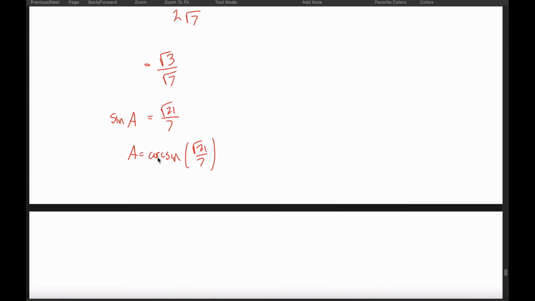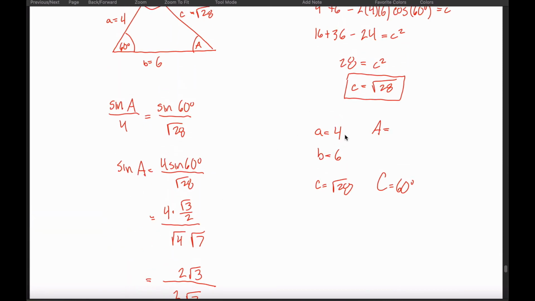We solved for capital A down here and figured out it was the arcsine of the square root of 21 over 7. However, since this is given in degrees here, and this is radians, I'm going to multiply this by 180 over pi so that this is now given in degrees. All that's left to figure out is capital B. You have lots of options for capital B. One option would be to use the law of cosines to figure out this angle measure, but I haven't taught you how to use the law of cosines to figure out an angle measure yet. That'll be the next video.